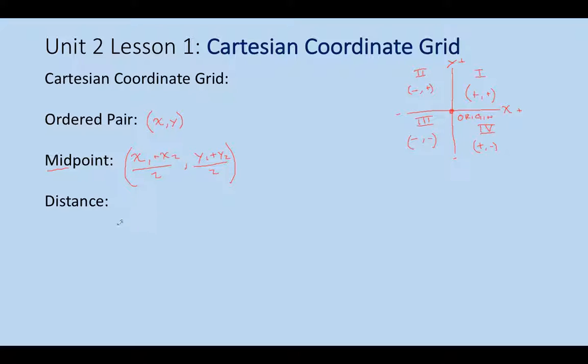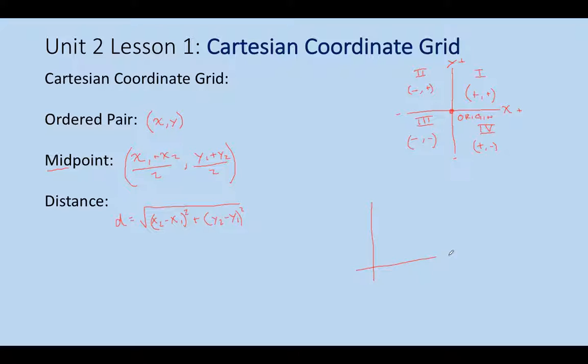I can also find the distance between two ordered pairs on the Cartesian coordinate grid. It also has a formula. It's going to be a big old long square root. Then I'm going to say x2 minus x1. So if I subtract the x values from each other and then square them, then add this to doing the y values, same thing. This is going to get me the distance in between the two of them.